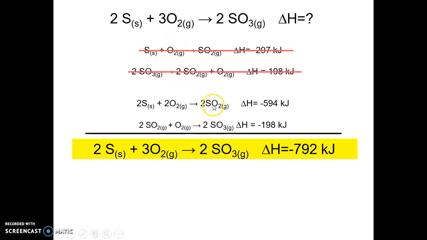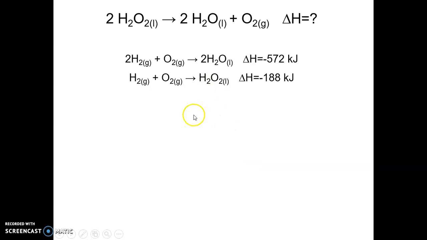Okay, so the 2 sulfur dioxides here cancel the 2 sulfur dioxides there, 2 oxygens and another one make me 3 oxygens, 2 sulfurs and 2 sulfur trioxides. You get it? Let's do one more just to make sure that we got an idea how this is going to go. So we've looked at this reaction before.